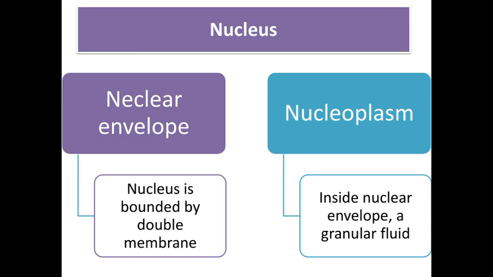First organelle is the nucleus. Nucleus is present inside the cell and contains the genetic material. Now it contains different types of components, different structures. First one is the nuclear envelope. Nuclear envelope is the double bounded membrane that is present outside the nucleus. Next, inside the nuclear envelope there is a granular fluid, and that granular fluid is known as nucleoplasm.